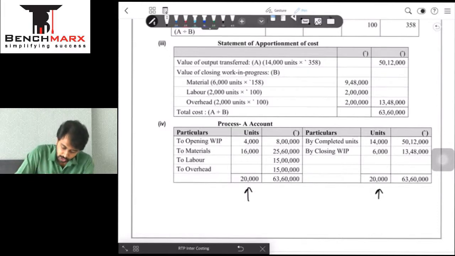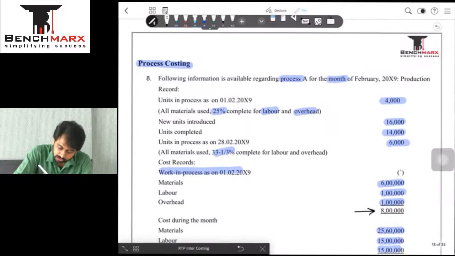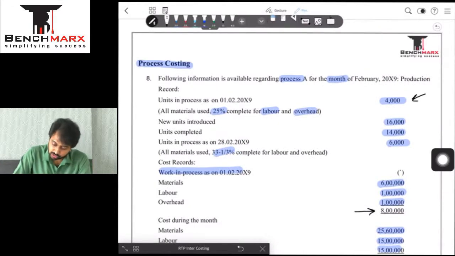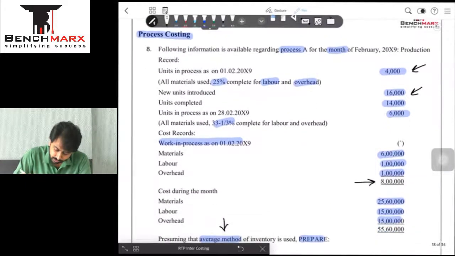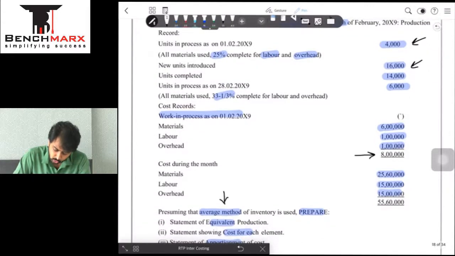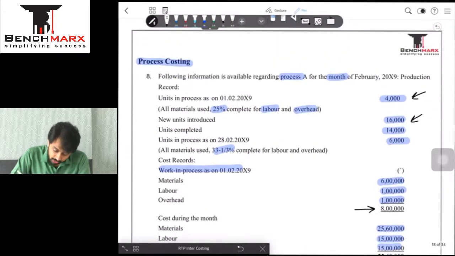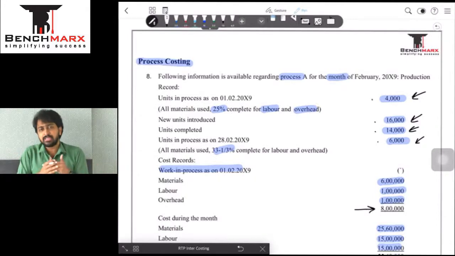Opening WIP, what was the opening WIP? That is 4,000. So 4,000 is opening, 16,000 is input, then we have closing work in progress: units completed is 14,000 and units in process is 6,000. Looking at this, it is clear there is no abnormal loss or abnormal gain, because 4 plus 16 is 20 and 14 plus 6 is also 20. It is tying up. So the balancing figure is nothing, which means there is no abnormal loss or abnormal gain.